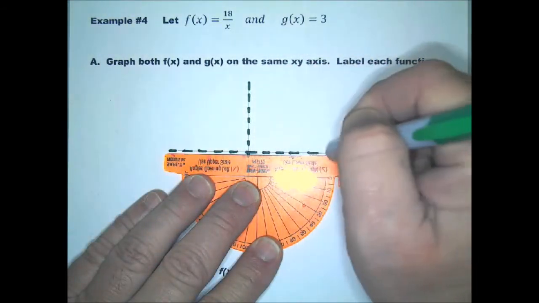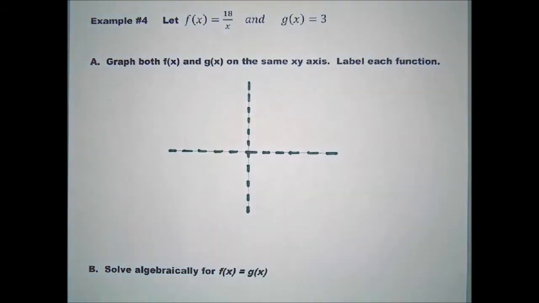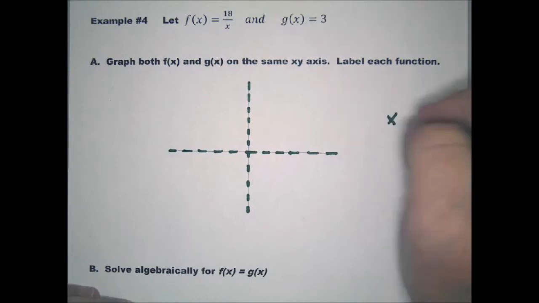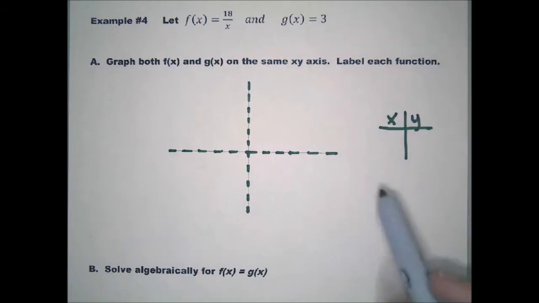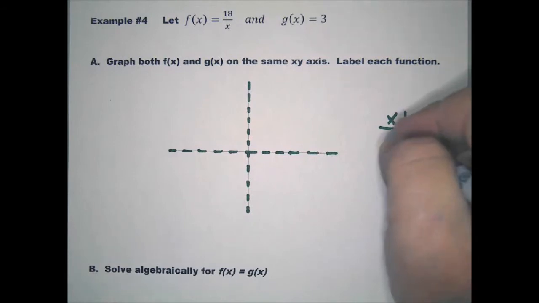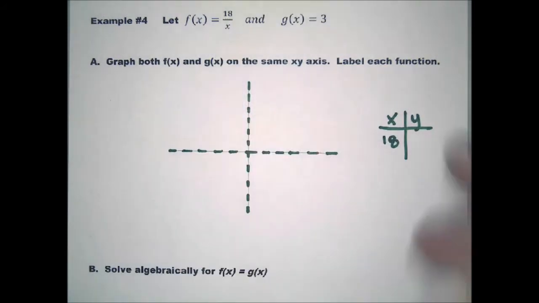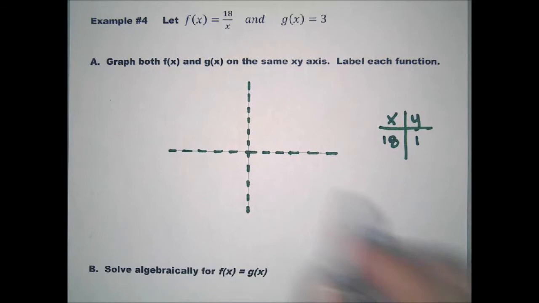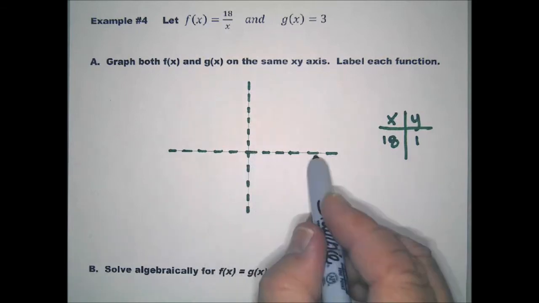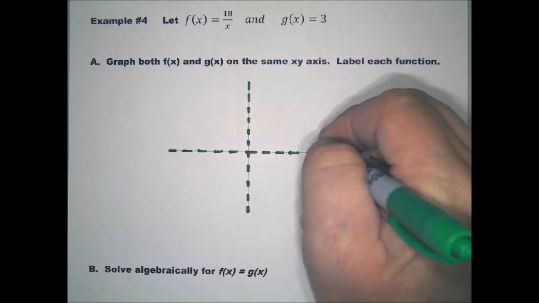Now, up until now, the numerator has always been 1, but this time it's 18. So what is that going to do? All it's going to do is push our lattice point out a little bit. The easiest x to discover would be what happens when x is 18. If you plug in 18 for x, 18 over 18 is 1. So that gives us the point 18, 1. So I'm going to come out here quite a lot, 18, and I'm going to go up 1, and I'm going to make that point.